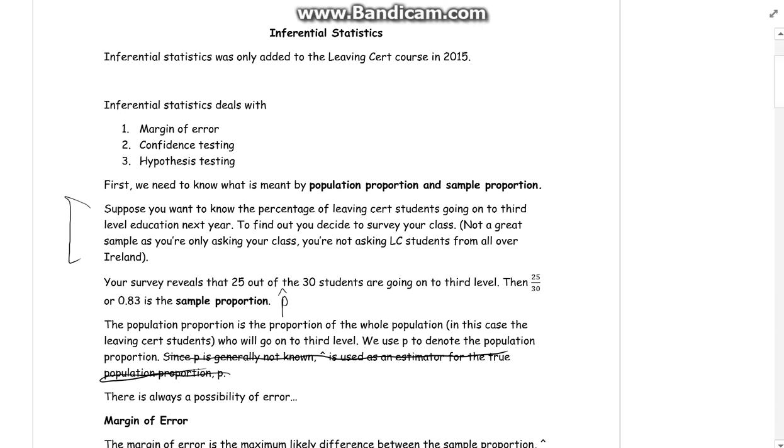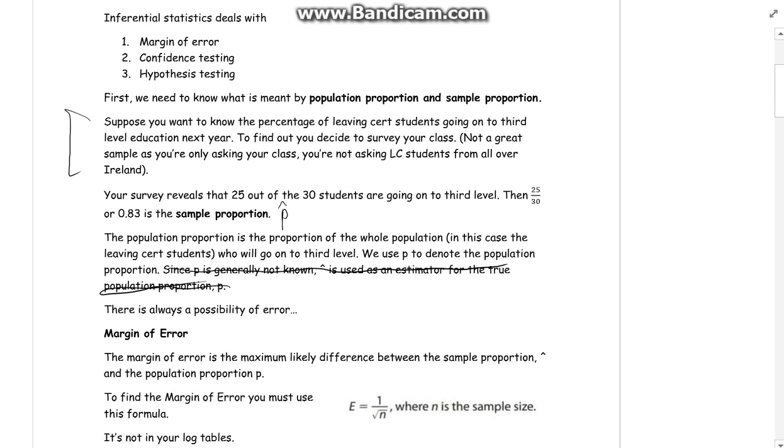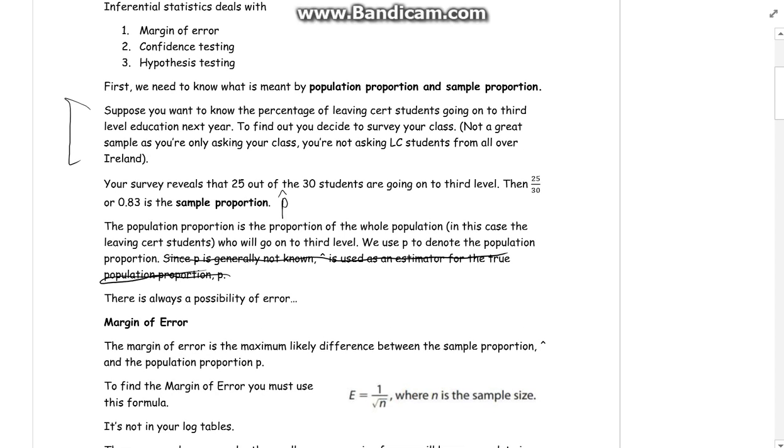Suppose you want to know the percentage of Leaving Certs going on to third level education, so you do a survey in your class and ask all the students who's going on to college. I have in brackets that it's not a really good indicator, as you're only asking those in your class, not the whole general population of Ireland who are doing their Leaving Certs. So your survey reveals that 25 out of the 30 students are going on to third level.